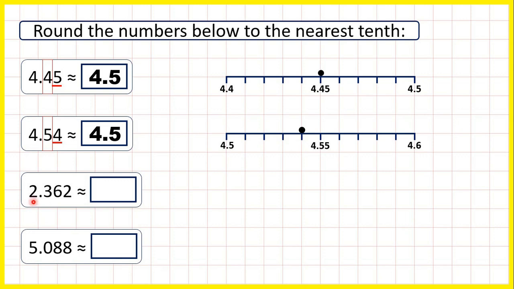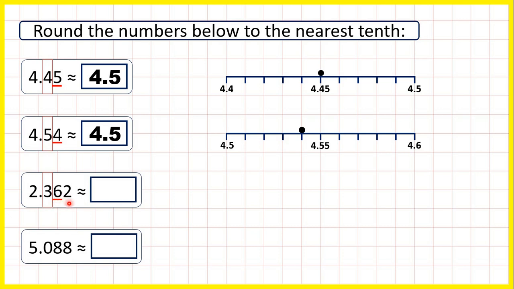Now we have 2.362. So this time we have a number with 3 decimal places, with 3 digits after the decimal point. But when we're rounding to the nearest tenth, the thousandths digit never makes a difference, because we're circling our tenths, so circling the first digit after the decimal point, and we're looking at our hundredths. Because we have 6 hundredths, we know that we're rounding up.